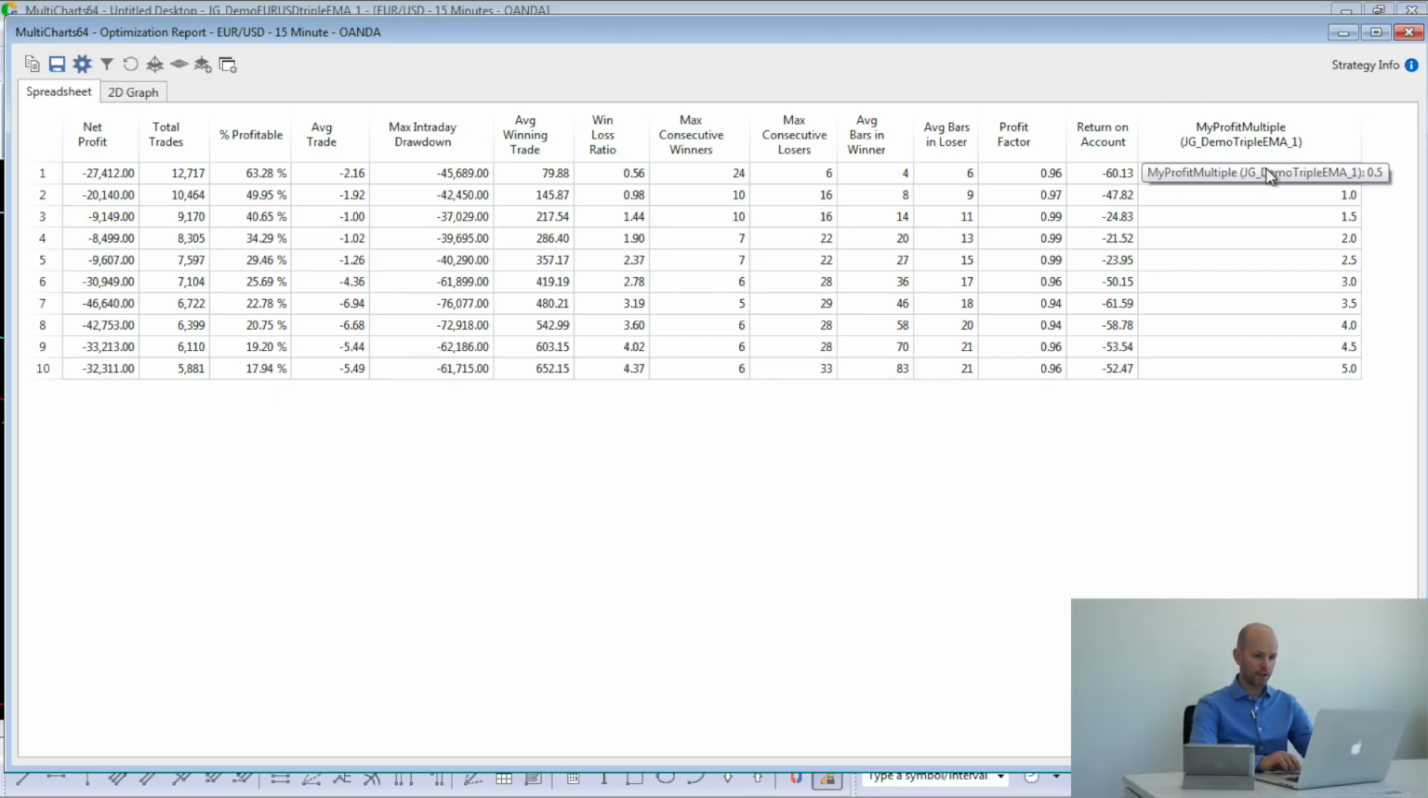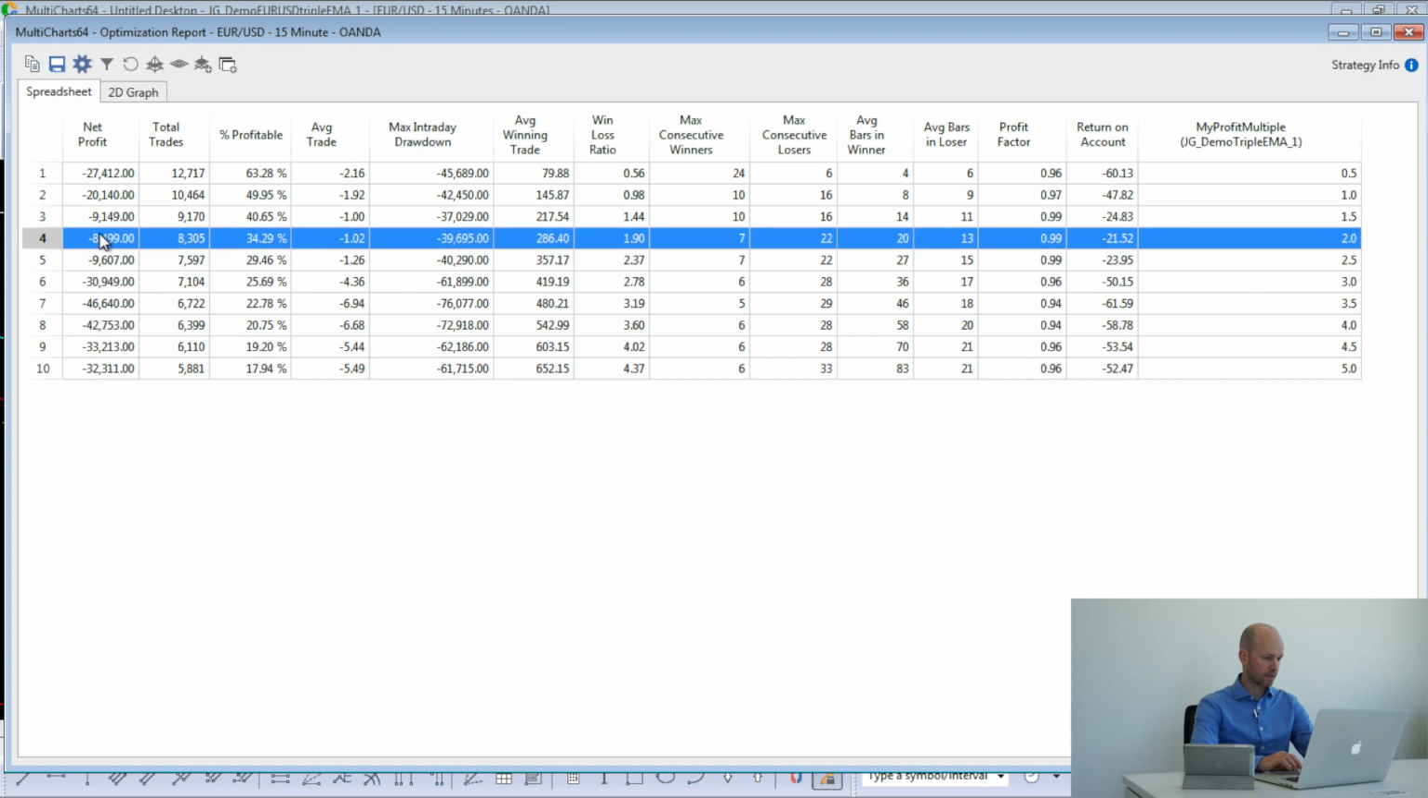But let's do a quick optimization to see if 2-to-1 reward to risk ratio is best. So I've done that optimization, and you can see we've got an input here, my profit multiple, and we've gone from 0.5 through to 5. So 5 is a 5-to-1 reward to risk ratio. And we can see that they're all losing money, but the best, or the one that actually lost the least amount of money, was actually the 2-to-1.